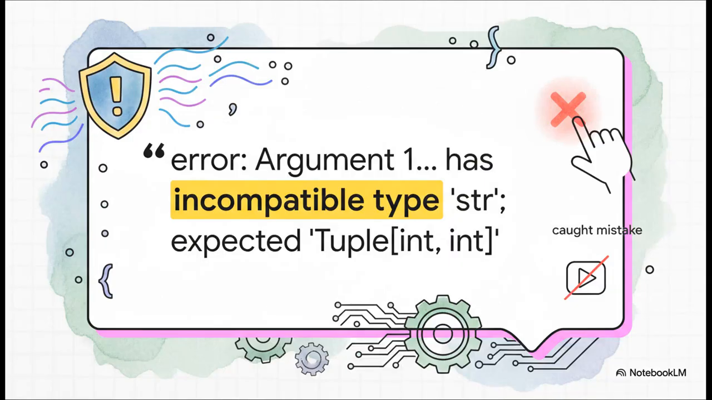And this is the magic part. When you use type hints, you can run a tool like MyPy that checks your work before you even run the code. It acts like a proofreader. Look at this error. It caught a mistake. It's telling us, hey, you tried to give me text, but I was expecting a pair of numbers. This is a total game changer for writing reliable code.